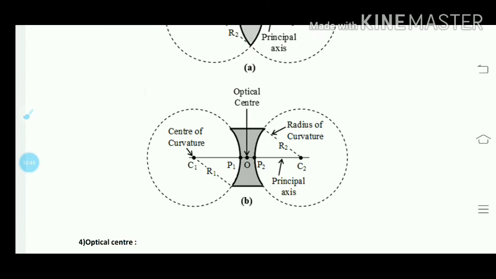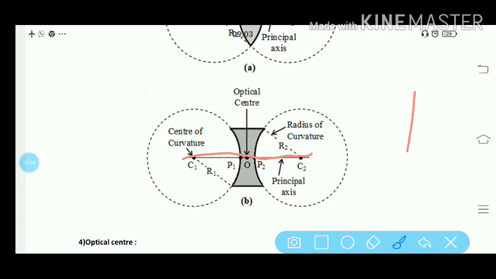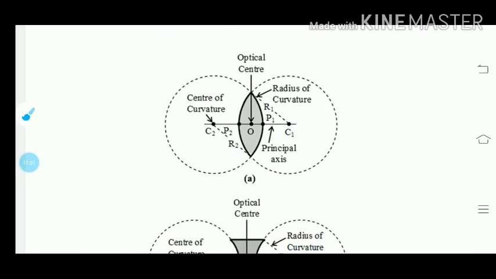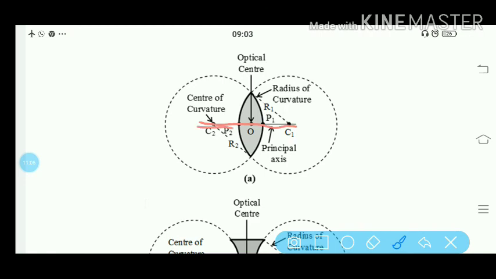Now, next is principal axis. It is the line joining the centers of curvature of the two surfaces of the lens. So, this line is our principal axis. Similarly, this line, the line joining the two centers of curvature, is the principal axis.